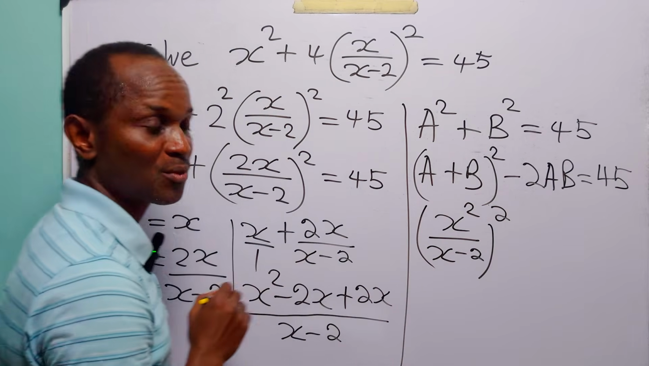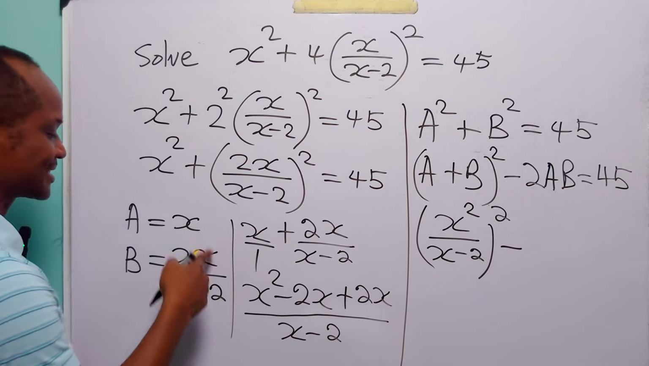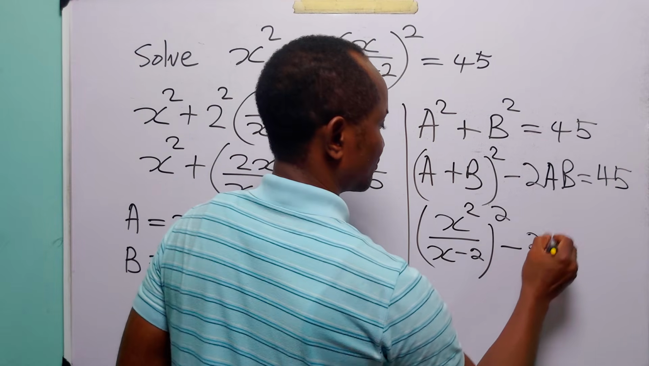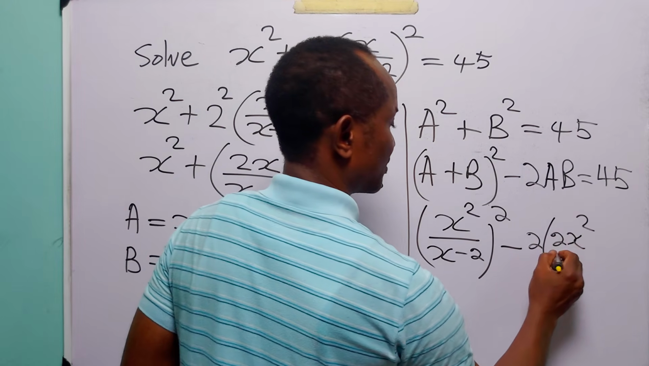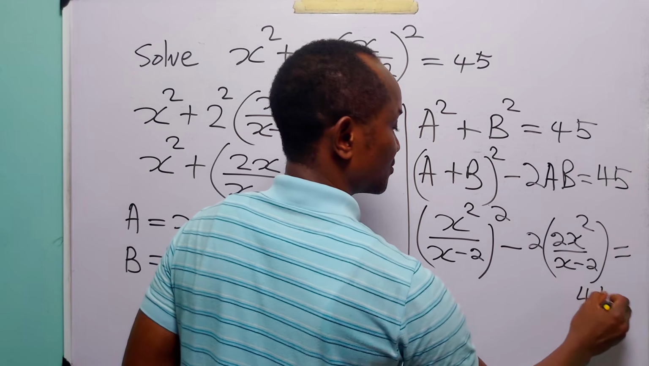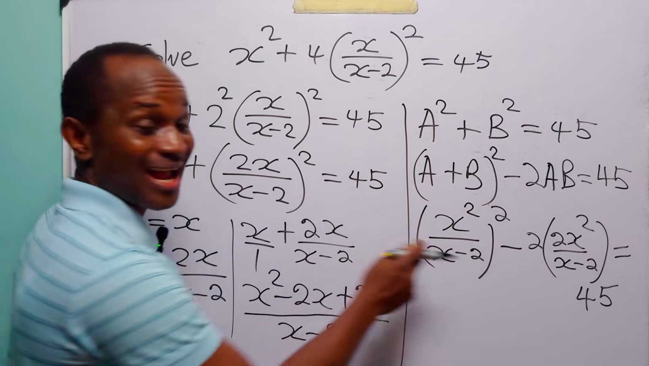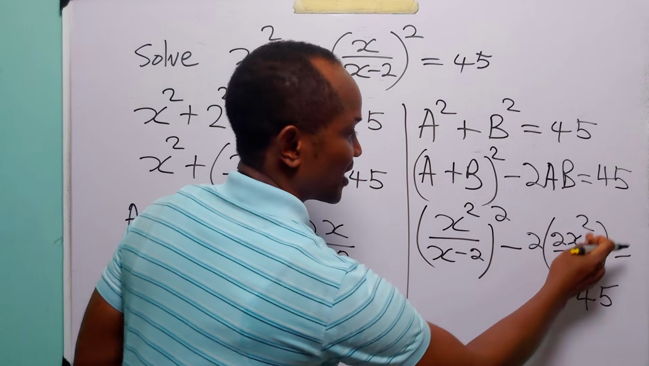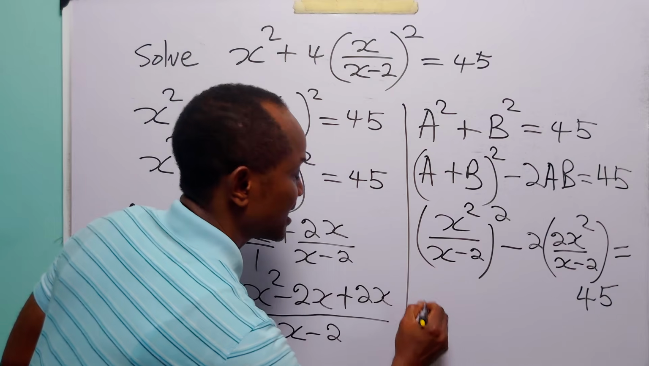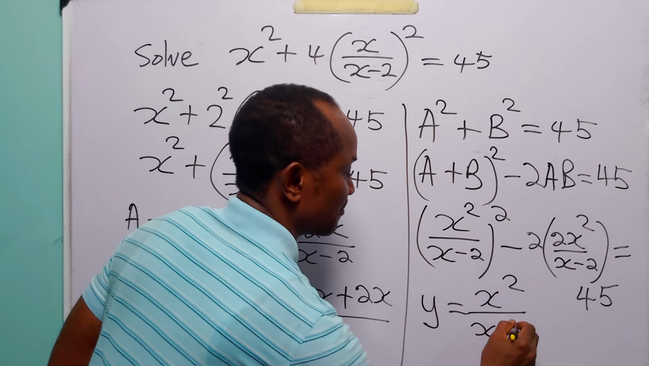And we have squared minus, then a times b is simply x times 2x over x minus 2. That is going to give us 2x squared over x minus 2. And of course, this is still equal to 45. Now, notice that here we have x squared over x minus 2. And here we also have x squared over x minus 2. So the next substitution we are going to do is let y be equal to x squared over x minus 2.